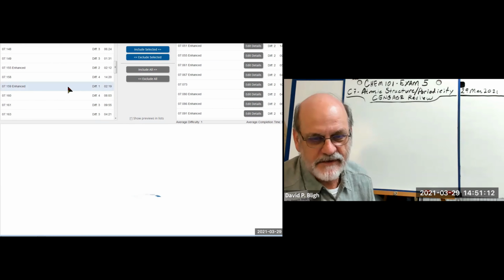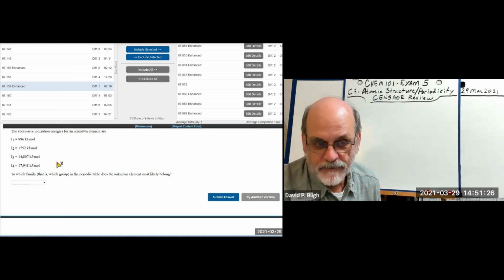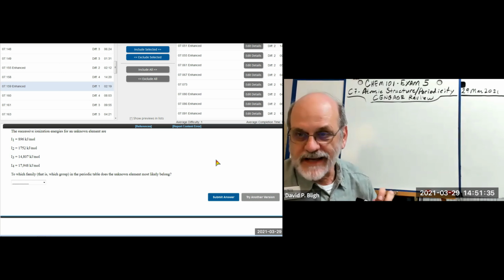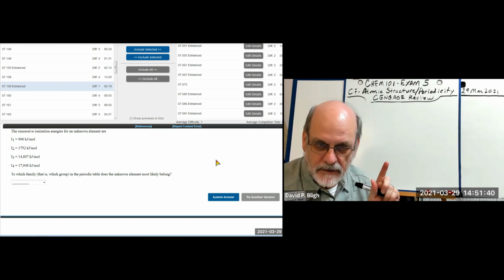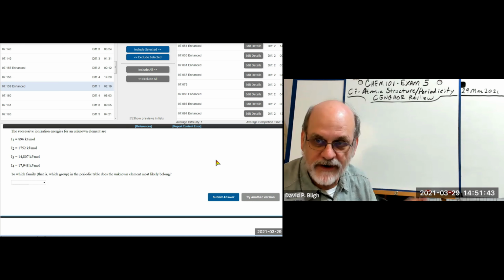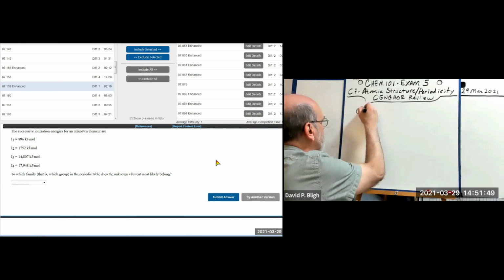There's a one. Let's see if it's something new. The successive ionization energies for an unknown element are 896, 1752, 14807, 17948 kilojoules per mole. To which family, that is, which group in the periodic table does the unknown element most likely belong? All right, so here's a test of whether you remember the difference between ionization energies for valence electrons versus core electrons.